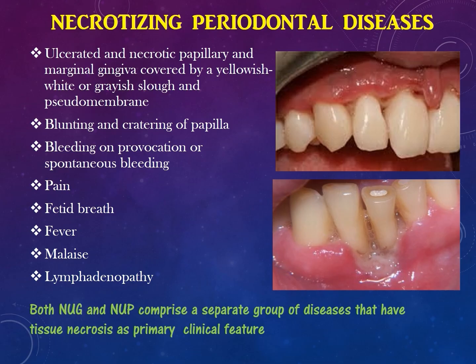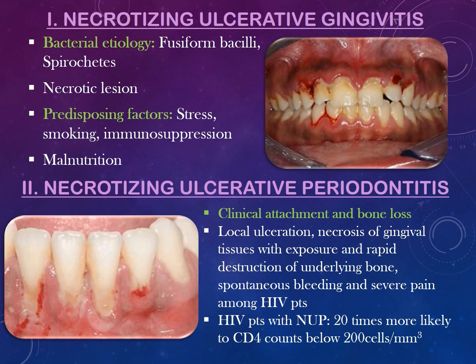So now let's look into necrotizing ulcerative gingivitis. The defining characteristic of necrotizing ulcerative gingivitis is that it has a bacterial etiology, that is fusiform bacilli and spirochetes are the main reason behind ANUG. It is a necrotic lesion and it has predisposing factors such as stress, smoking and immunosuppression. Malnutrition is also a major contributing factor which leads to immunosuppression, thereby predisposing to necrotizing ulcerative gingivitis.